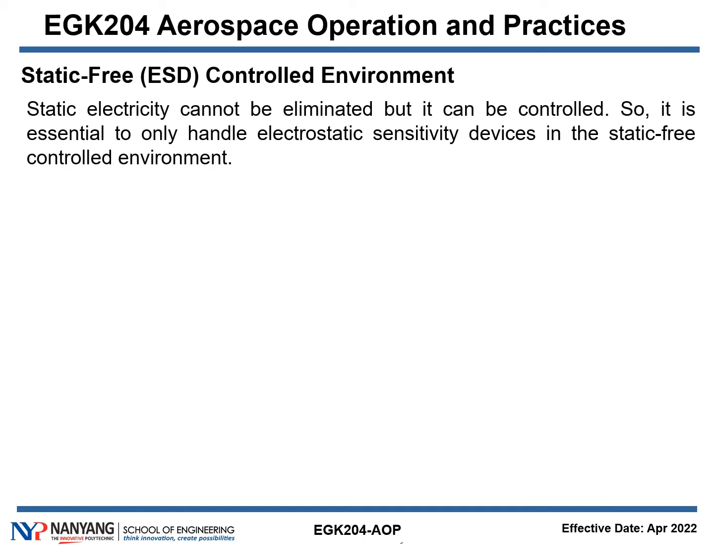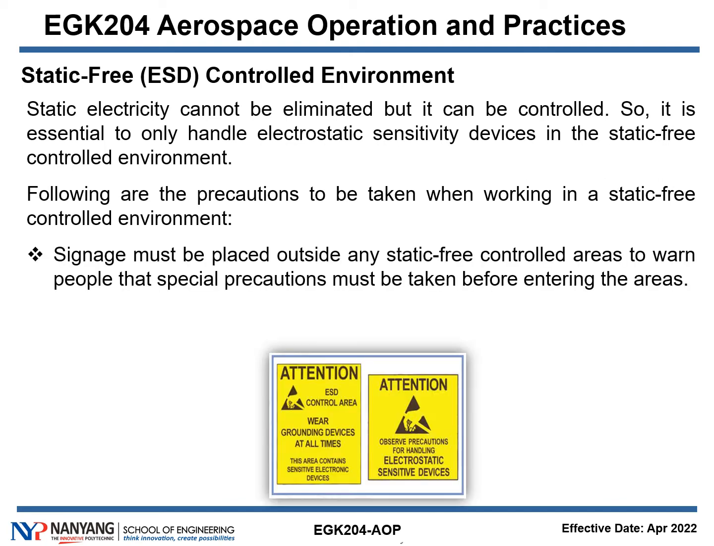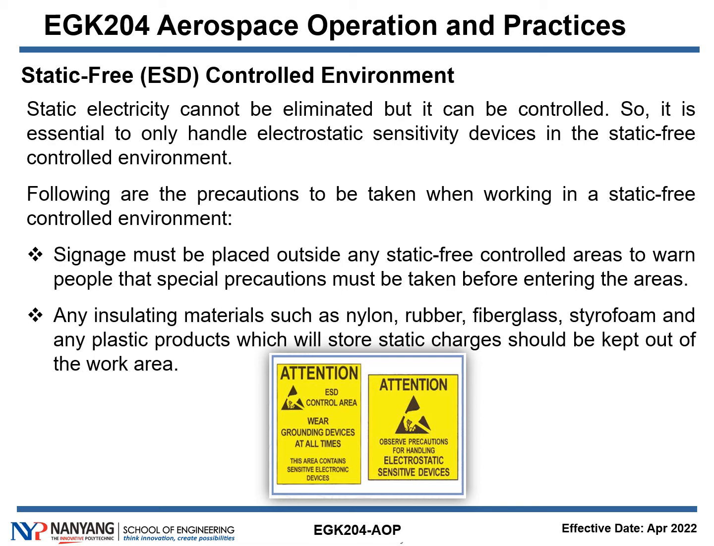Because of that, we need to ensure that we have a static free controlled environment. So what is this environment about? First of all, these are the precautions to be taken. First, you need to put signs in the place that you're working. If there are a lot of ESD or electrostatic sensitive devices, you need to put signs as a warning. Then you must ensure that any insulating material such as nylon, rubber, fiberglass, styrofoam, or any plastic products, all these will be kept out of the area.